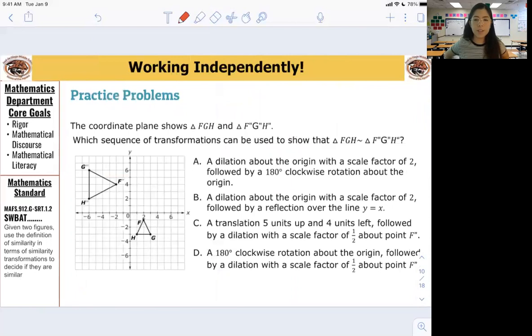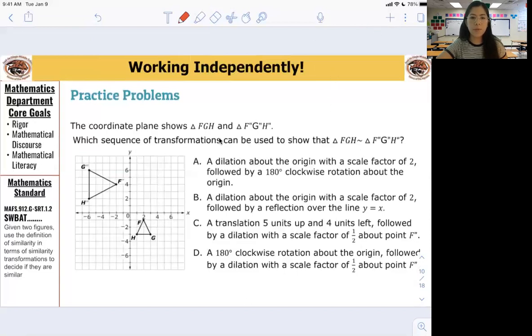Series of transformations, sequences of transformations. So more than one transformation is happening to go from one to the next. Which sequence of transformations can be used to show that FGH is similar to FGH prime, double prime? So start thinking about it. Similar idea. I want you guys to try it on your own. Give me an answer, and then that way we can talk about it.